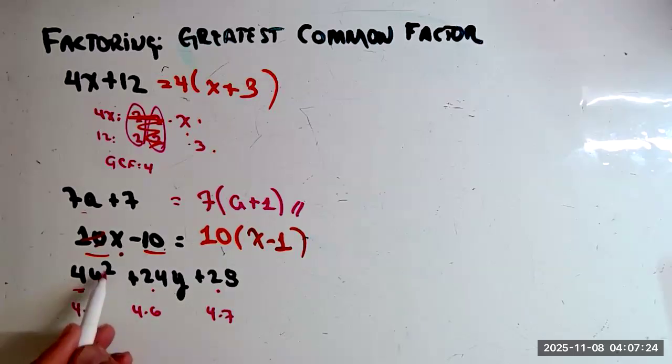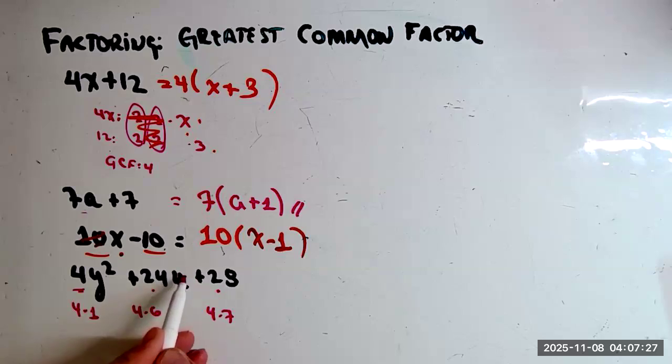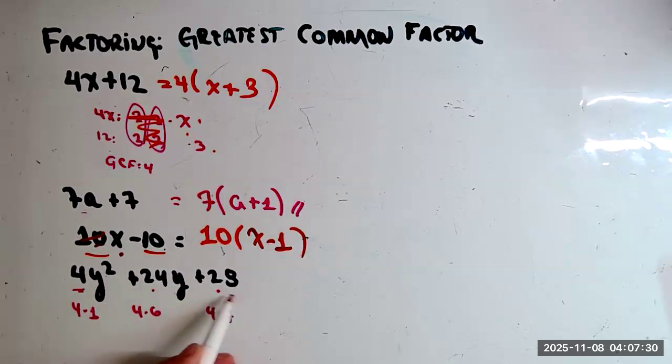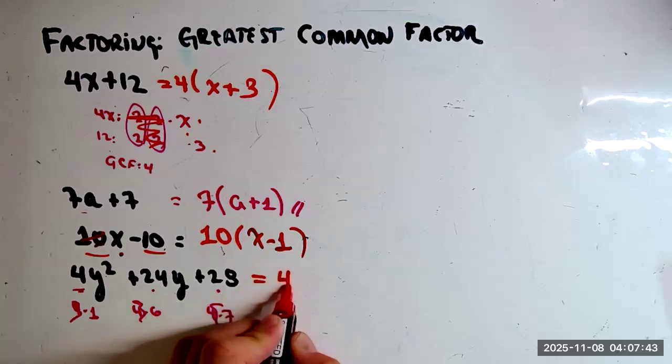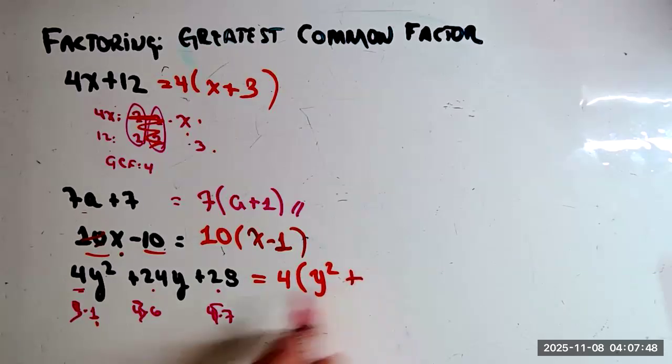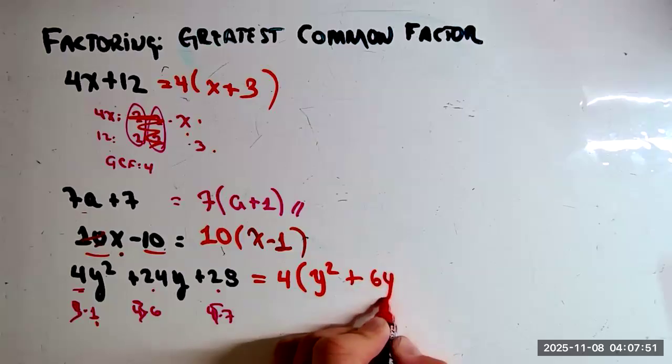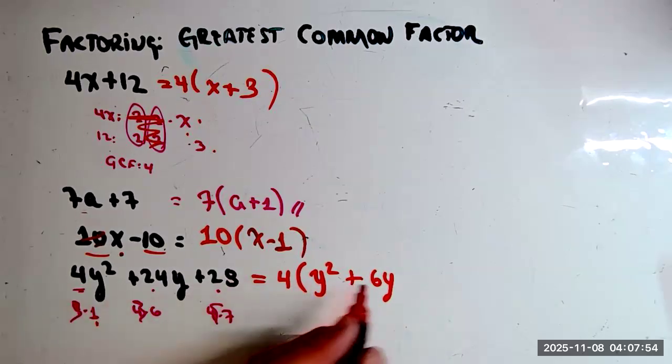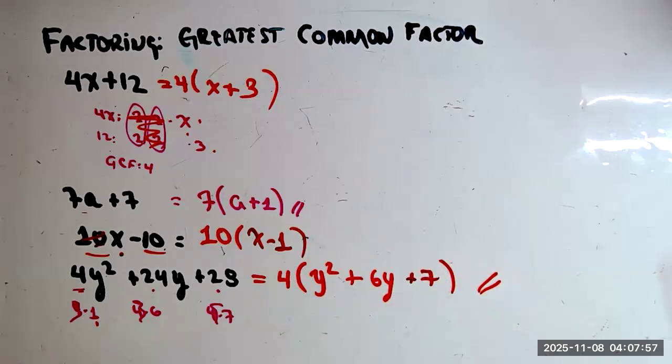4 times 7. Notice that I have here y to the second, y to the 1, but I don't have any y in the third term. Therefore, I cannot factor out the y. The only thing that is common would be the 4. And that's what we proceed to factor. We factor out the 4. And I have 1 times y squared plus 6y plus, say, everything plus 7. And we are done. We should always multiply back to make sure we factor correctly.